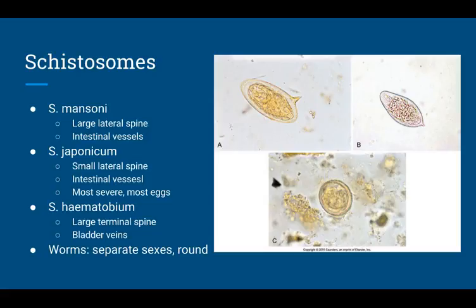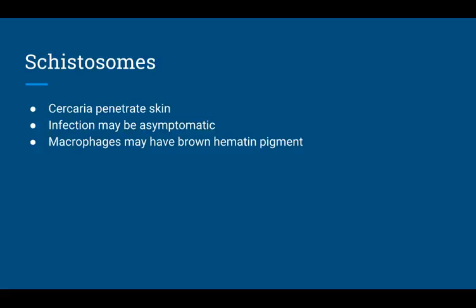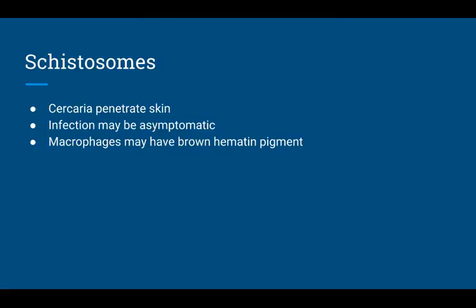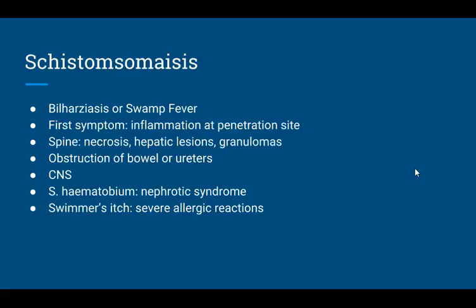These can also infect animals. The cercariae penetrate the skin, and the patient will have inflammation at the penetration site. The patient will have abdominal chills, weight loss, bloody diarrhea, and painful urination with the haematobium one. The spine of the organism can cause necrosis and obstruction in the bowel or the ureters. The patients have secondary bacterial infections.